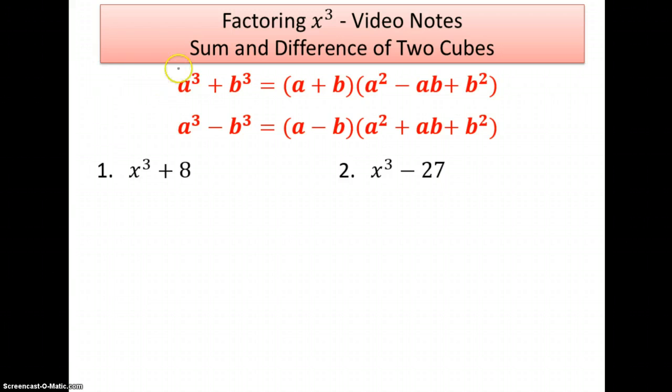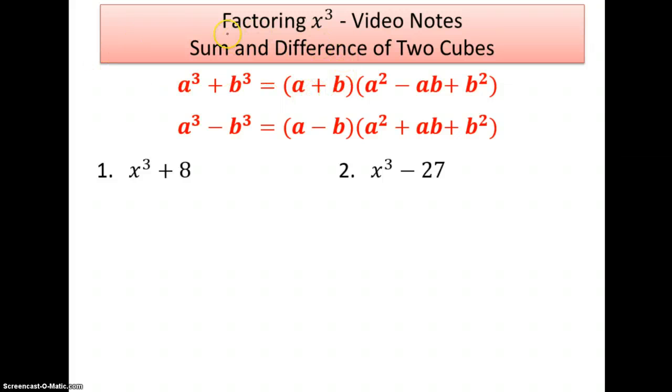First thing we want to take a look at is factoring two terms that are either being added or subtracted. This works if both the first term and the last term can be written as something cubed. If they can, then the pattern holds: a plus b times a squared minus a times b plus b squared for the sum, and for the difference, a minus b times a squared plus a times b plus b squared.